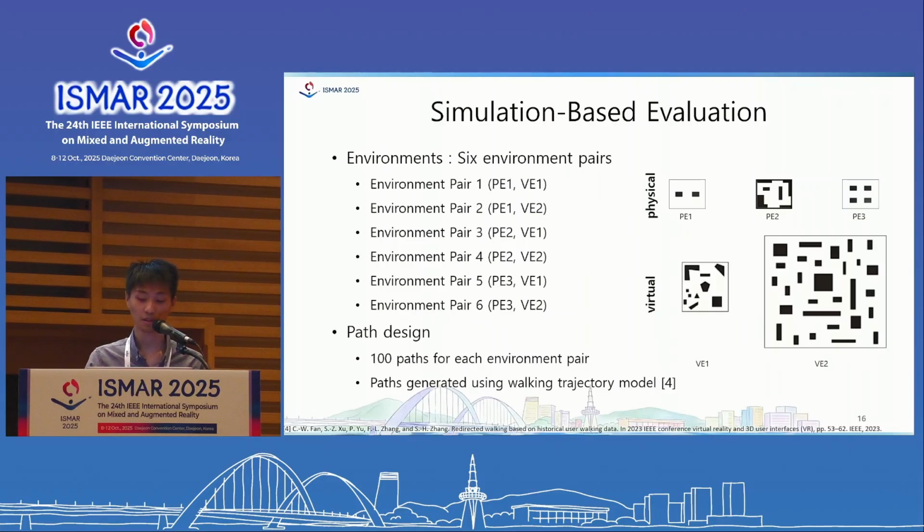To test our hypotheses, we construct 6 environment pairs by combining 3 physical layouts and 2 virtual environments. All physical spaces have the same overall size, but they differ in the obstacle layout. For each environment pair, we generate 100 walking paths using a trajectory model with straight segments and turns to simulate realistic walking.